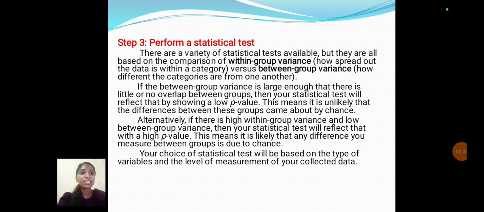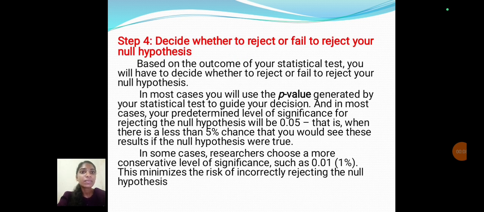Alternatively, if there is high within group variance and low between group variance, then your statistical test will reflect that with a high p-value. This means it is likely that any difference you measure between groups is due to chance. Your choice of statistical test will be based on the type of variables and the level of measurement of your collected data.